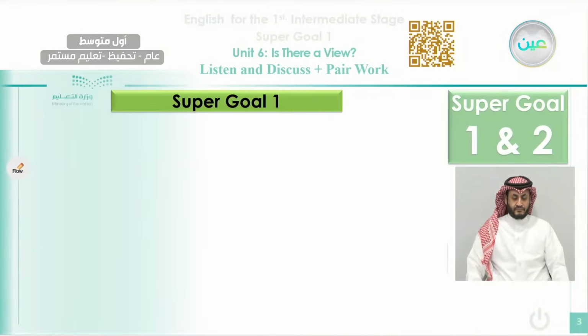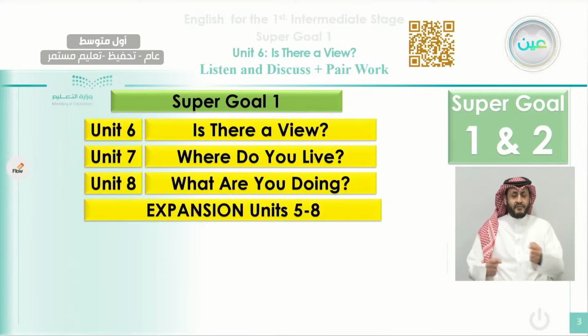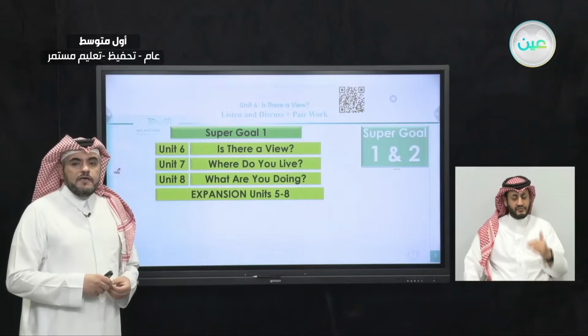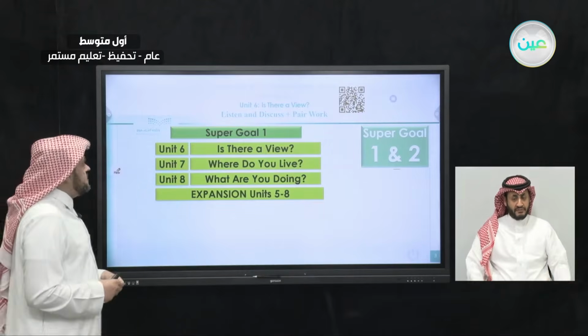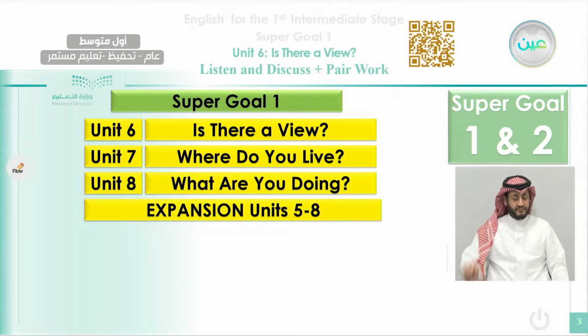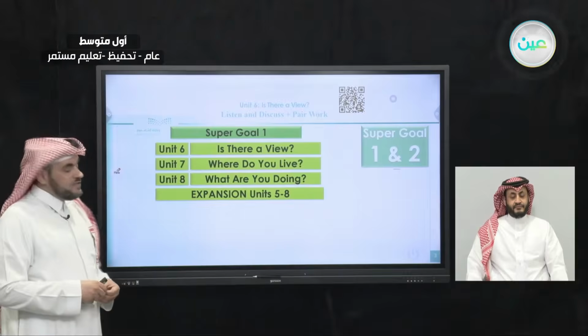Okay, before we start, let's introduce the book that you started in the previous semester, that is Super Goal 1. What are the units that you are going to study in this semester? You're going to study 6 units. We will start with Unit 6 from Super Goal 1. That is, There Is a View. That is the title of this unit. Also, you're going to study Where Do You Live? This is also the title of the next unit, which is unit number 7.